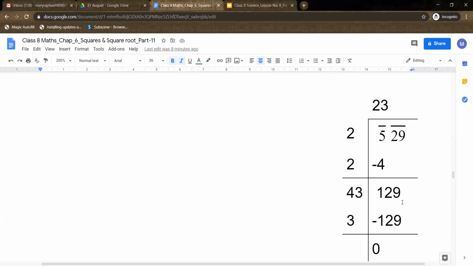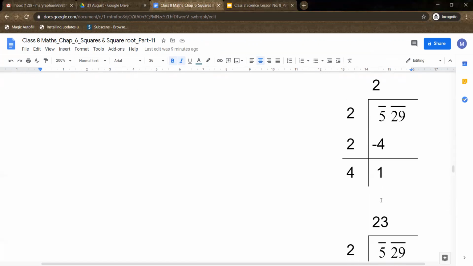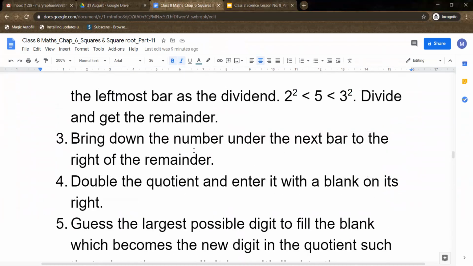All of you understood? That is the next step. And on the left side we have 2 plus 2, 4, or 2 2s are 4. Now we have to find the next step. For that, go through it. See, bring down the number under the next bar to the right of the remainder. We have that. Now double the quotient and enter it with a blank space on the right. That also we have done.